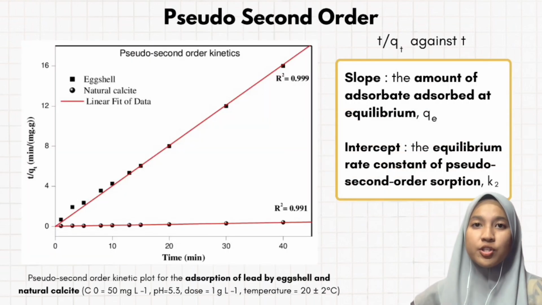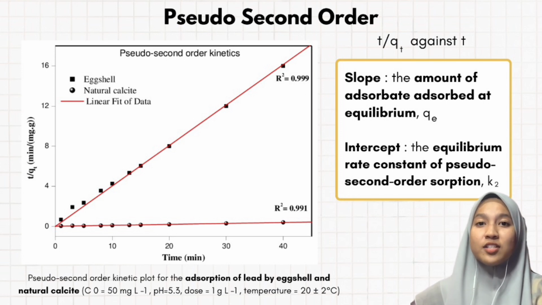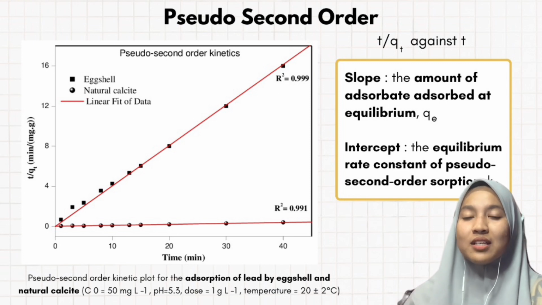This is a graph showing an example of pseudo second order kinetics for the adsorption of lead by eggshell and natural calcite at 20 degrees Celsius. From the graph of t over Qt against t, the slope of the graph can determine the amount of adsorbate adsorbed at equilibrium, which is QE. On the other hand, from the intercept of the graph, we can determine the equilibrium rate constant of the pseudo second order adsorption, which is K2. The pseudo second order kinetic model has been applied successfully to determine chemisorption in several sorption systems.